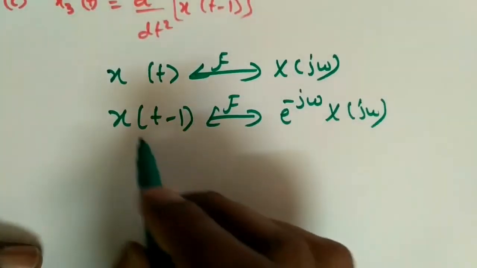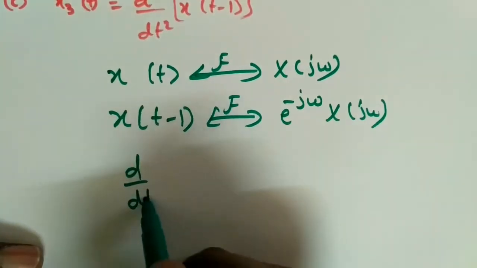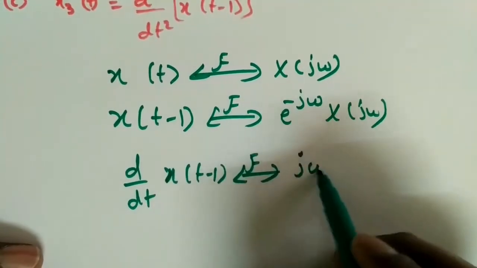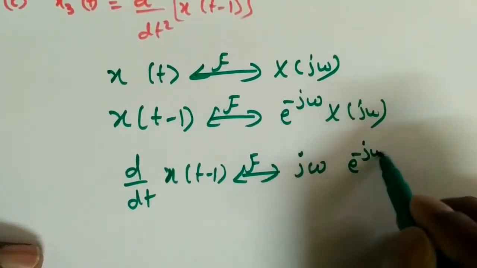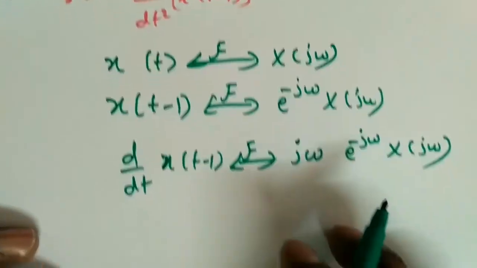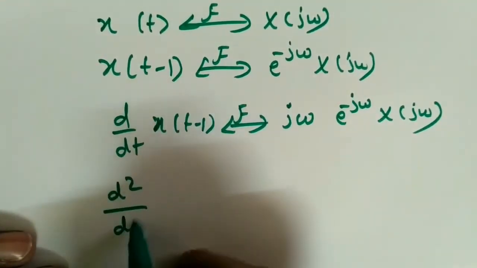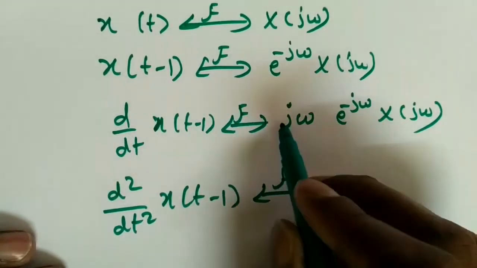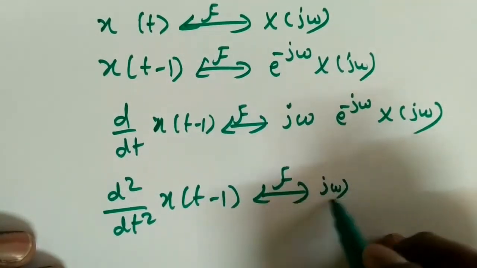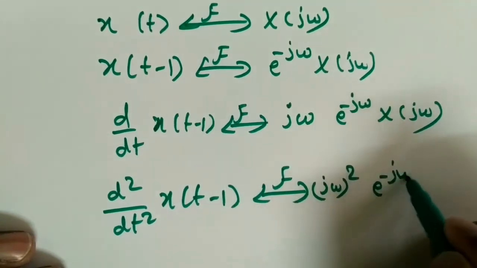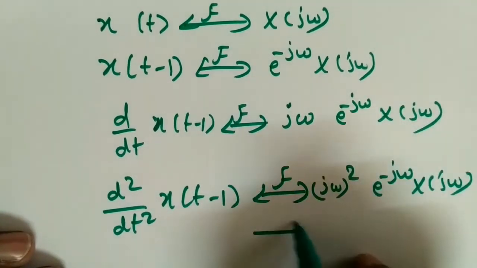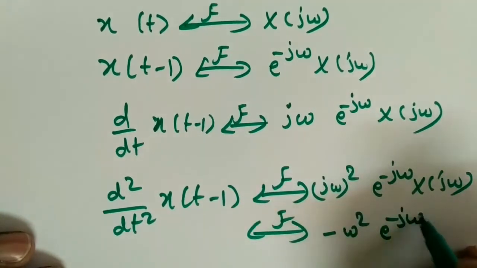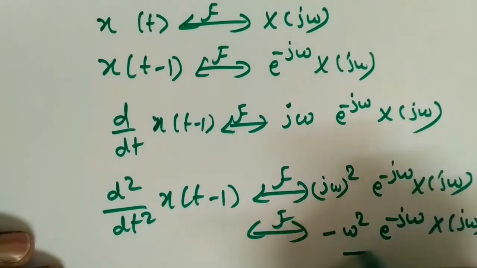So there is a second derivative. First d by dt of x of t minus 1. What is the Fourier transform? Simply multiplied with j omega: j omega e power minus j omega into x of j omega. So one more time, if I do the differentiation again, d squared by dt squared of x of t minus 1, the Fourier transform will again be multiplied with j omega. So j omega square e power minus j omega into x of j omega. So j square means minus, so minus omega square e power minus j omega into x of j omega.